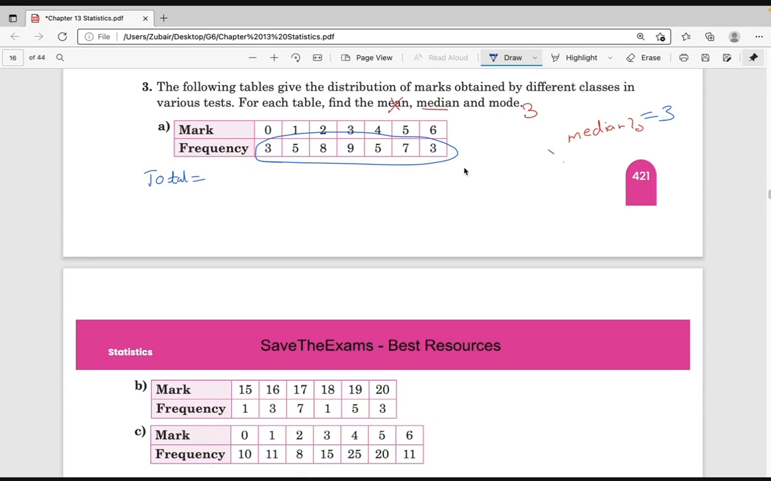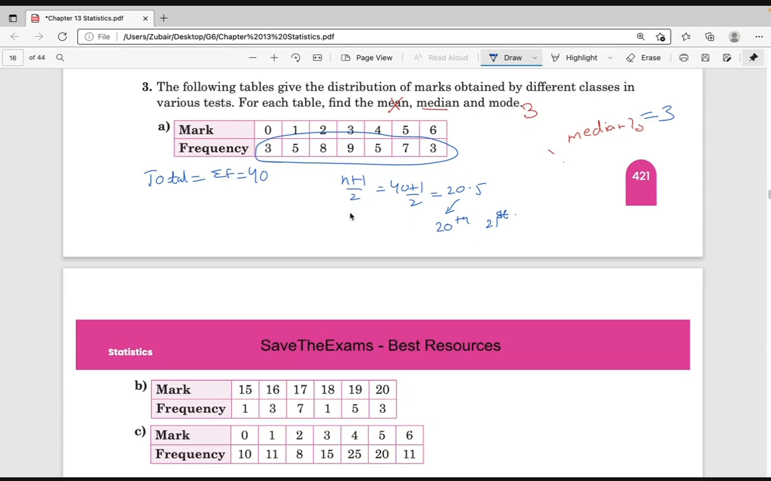Haris, total is sum of frequency. What is it? 40. Yes, so 40. We know (n plus 1) by 2, that is (40 plus 1) by 2, which gives me 20.5. So 40 means we need the 20th number and 21st number.